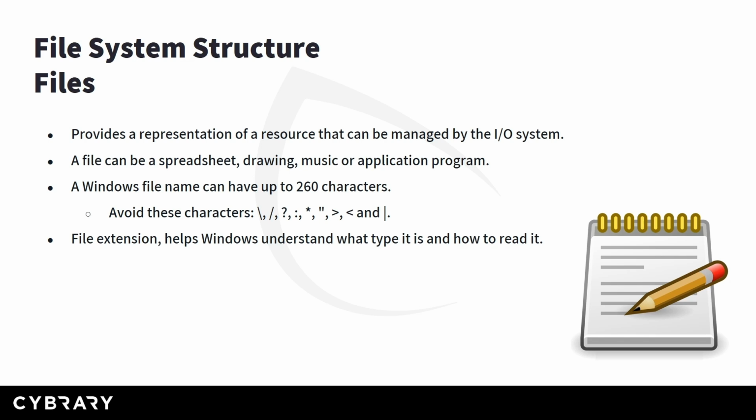A Windows file name can have up to 260 characters. A Windows file usually has a file extension, which helps Windows understand what type it is and how to read it. A regular word processing file with a .txt file extension may invoke the Windows Notepad or WordPad program to open it. A picture file with a JPG file extension may invoke the Windows Picture Viewer program. In naming a Windows file, you should avoid characters such as the slash, the backslash, the interrogation sign, and many others.